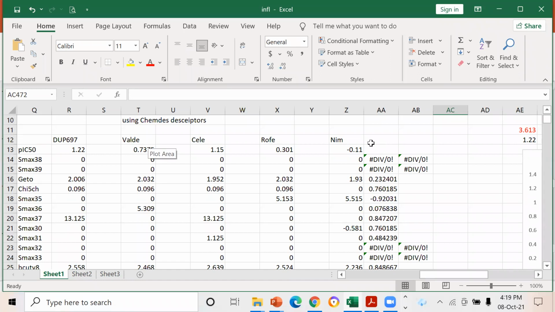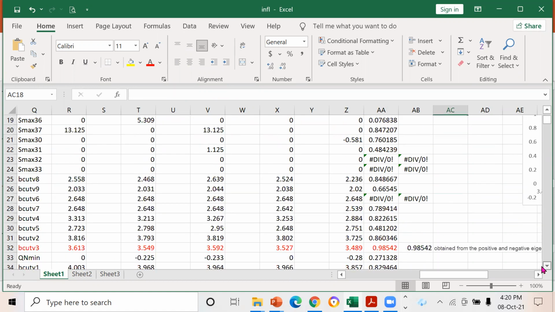Now I have to see which descriptor describes my Y well. So I can do a correlation, right? Correlation of Y versus this descriptor. Like that, I am doing correlation for all the descriptors down. Because this is 0, it's giving an error. Otherwise, if there is some number, it will give you a number. So I am trying to see what the correlation coefficient is. There are some good ones, 0.92 and all that, but I want to select the best ones. So I go down. I think I have marked in red also.